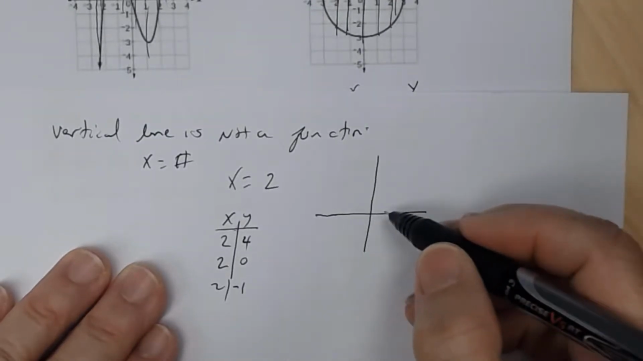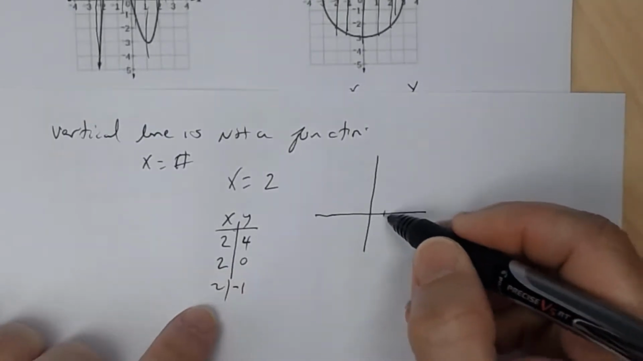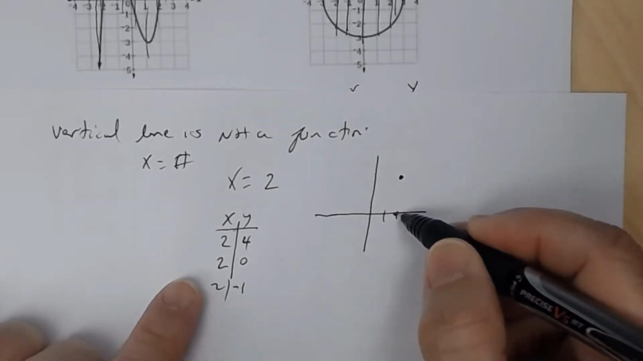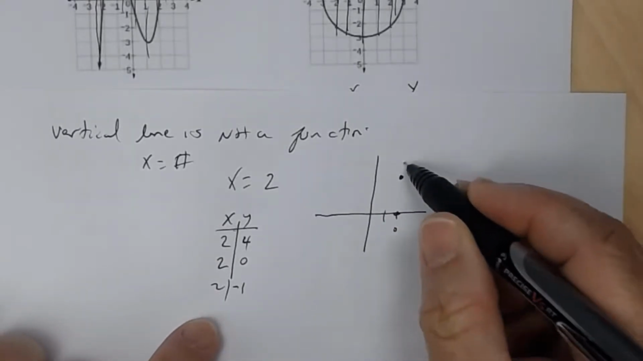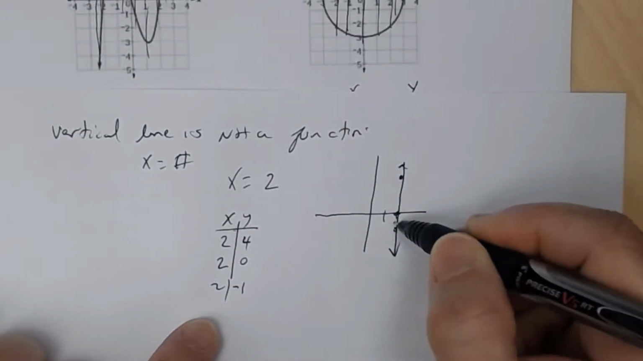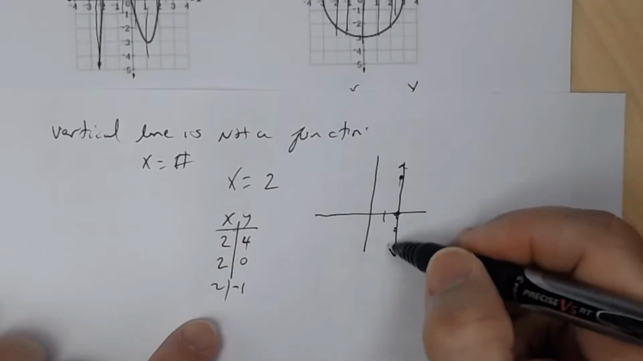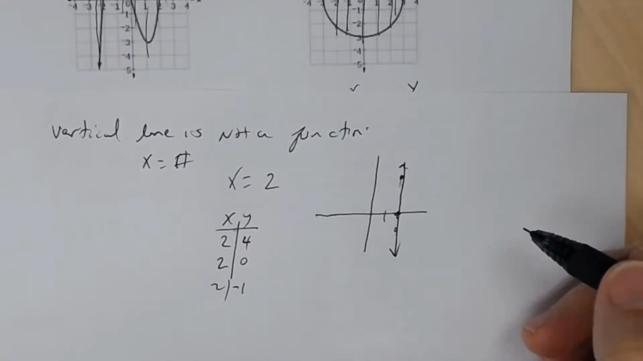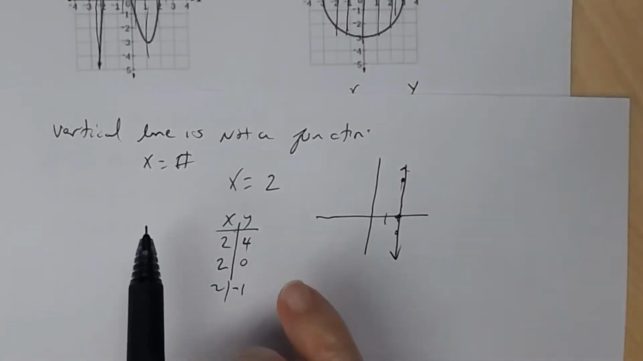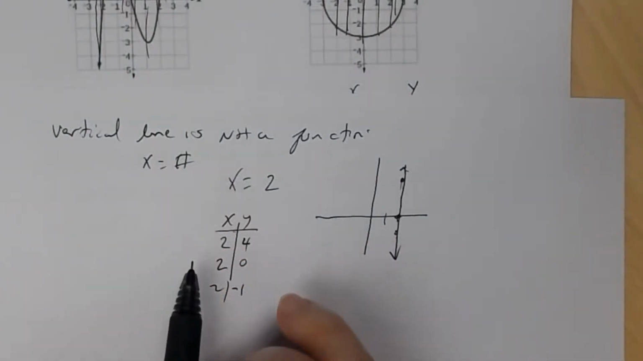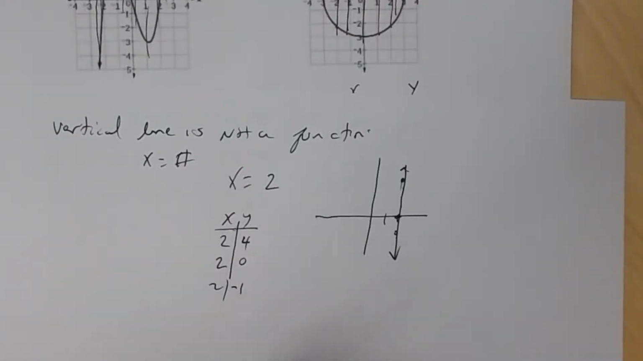And so if I graph it, if the point (2, 4) is here, let's say, and the point (2, 0) is here, and the point (2, -1) is here, so I get this vertical line, and it fails the vertical line test. So when I draw a vertical line for this x value, there's more than one y value. So the only line that is not a function is a vertical line.